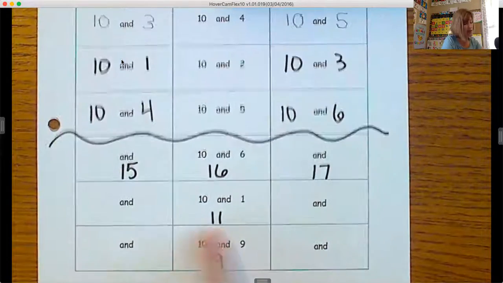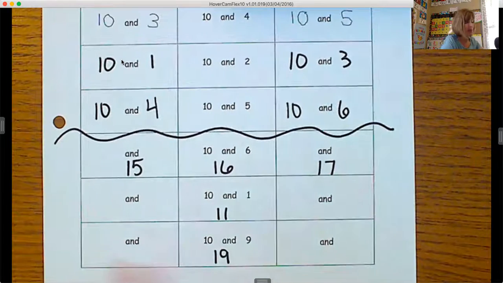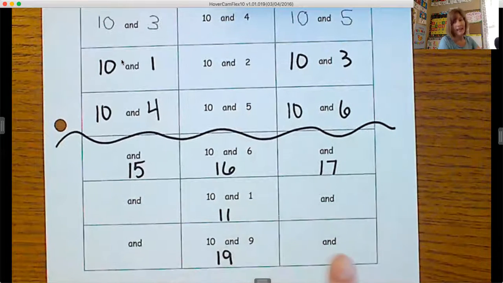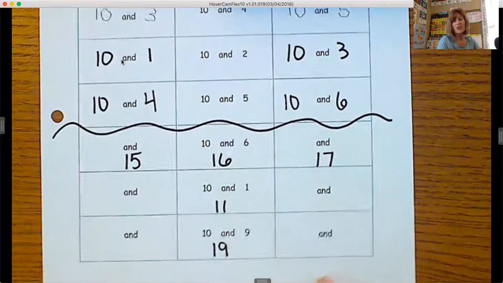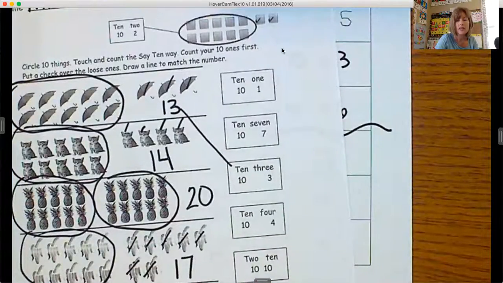Okay. And that's just what I want you to do with the rest. I want you to give me the number that comes before 11 and after 11. Before 19 and after 19. And I know you all know how to count to 20, so the counting part won't be that hard, but writing the number properly might be where you have a little bit of a trickier situation. Okay, let me go ahead and stop the sharing here.